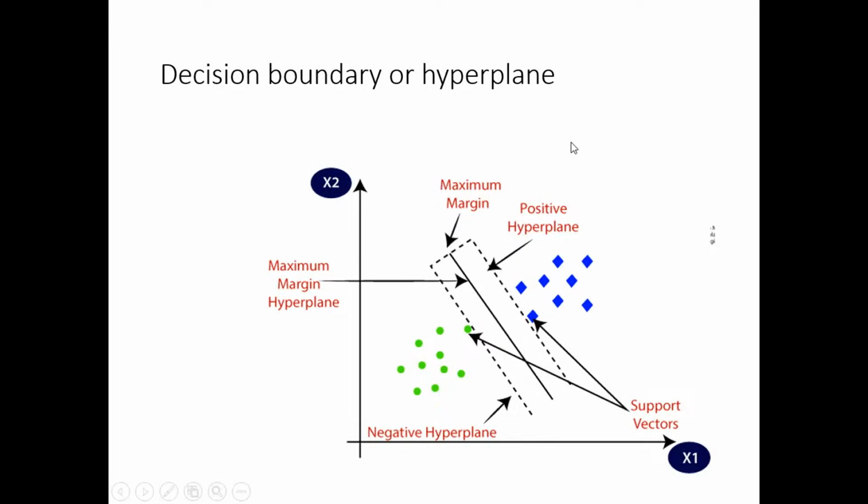And why am I calling them that? If anything falls exactly on the maximum margin line, sir, then the model will be in confusion. For example, this is the line. So the model will be under confusion whether to mark it blue or green.